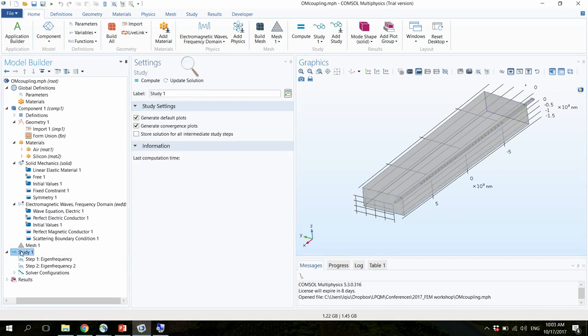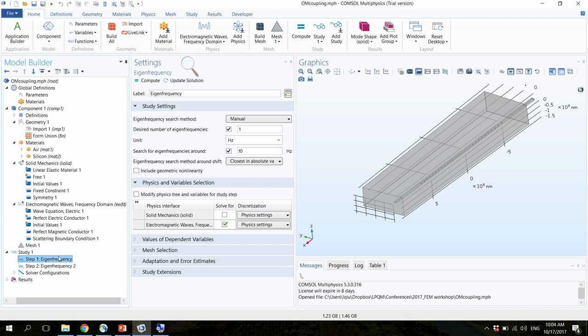Let's go to the study steps. So what you have here are two eigenfrequency studies, for optics and mechanics. If you check the eigenfrequency simulation for step one, you can see that now we are searching for eigenfrequencies around F0, which is our optical simulation, and it's inferred here, where the solid mechanics simulation is disabled. So in this step, you simply study the optical properties of the structure.